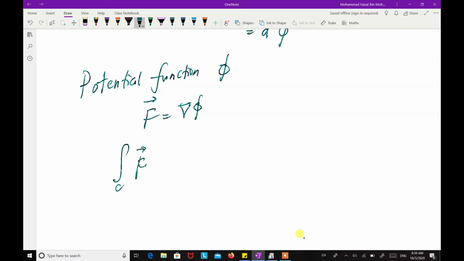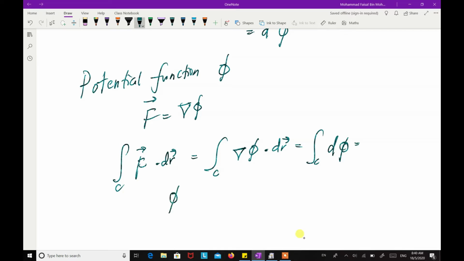So therefore, the integration of F dot dr will be the integration under curve C of gradient phi dot dr, which equals the integral of d phi, equals phi of Q minus phi of P. Let's say I just put this d phi from P to Q, so you will get a definite integral.